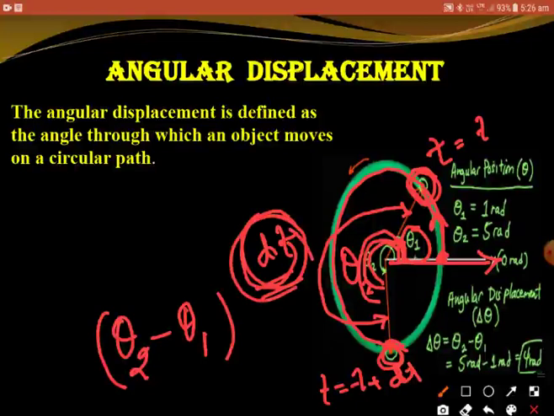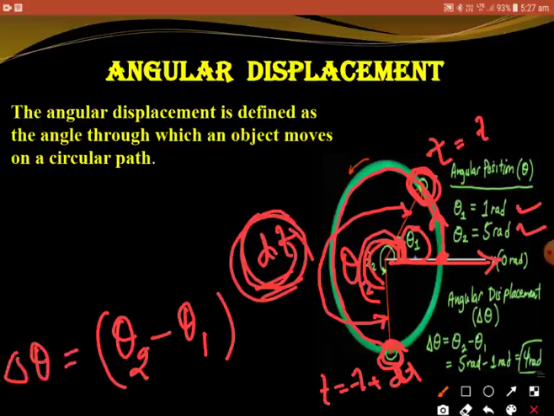Got it? In the example here, theta 1 is equal to 1 radian, and theta 2 is given as 5 radian. So angular displacement, which we call delta theta, is equal to theta 2 minus theta 1, that means 5 radian minus 1 radian, which is equal to 4 radian. So this 4 radian we call the angular displacement.